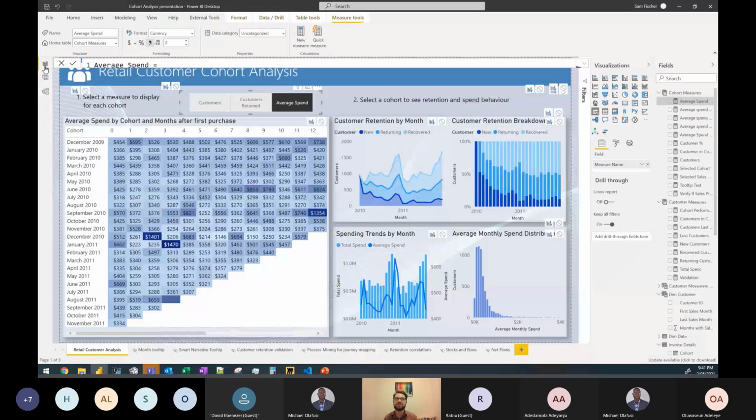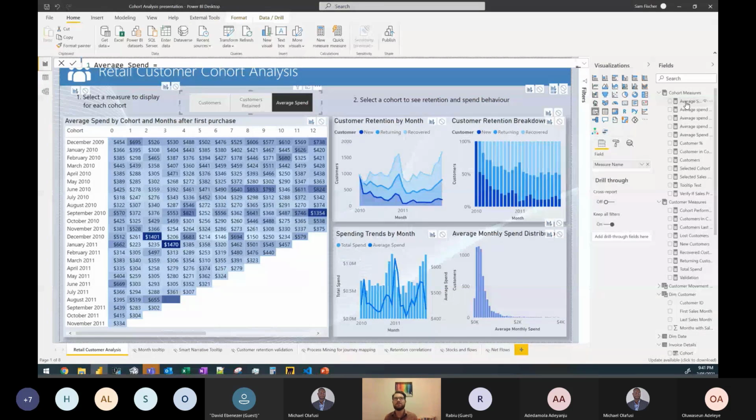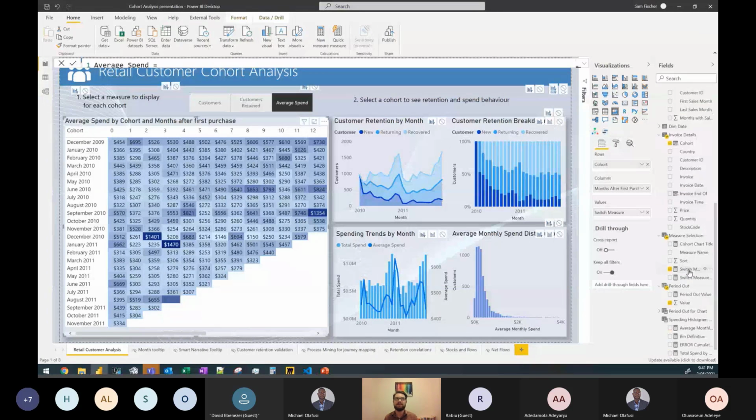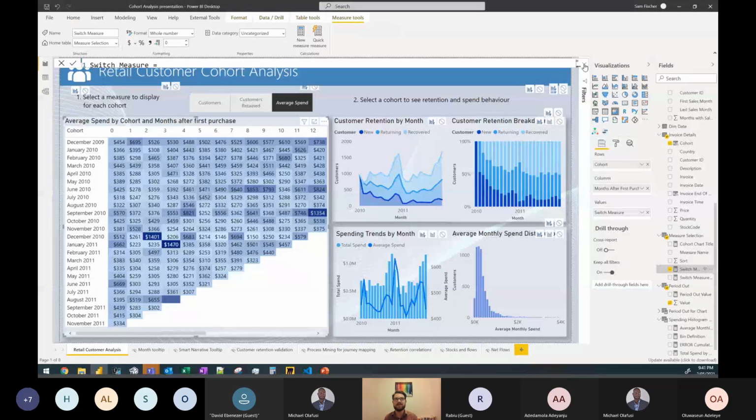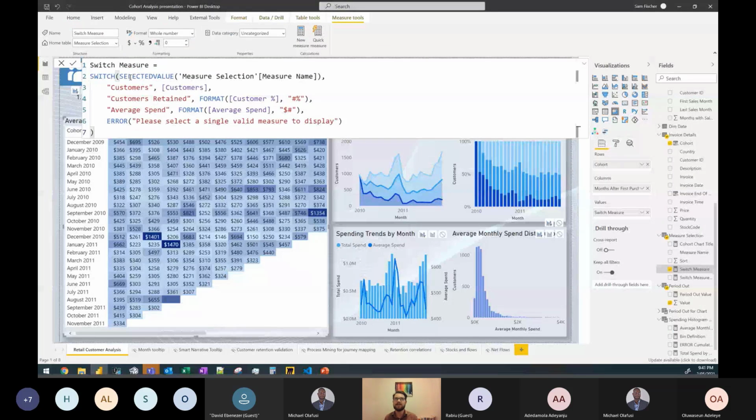And then what the switch measure does is it picks up what value we've got selected in the slicer. Based on the value selected, if we've got customers selected in the slicer, I want you to return the customers measure. If you've got customers retained, I want you to return customers percentage, but that needs to be formatted as a percentage. And similarly with average spend.